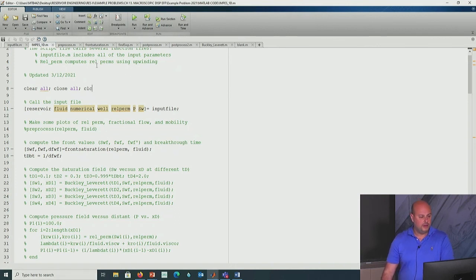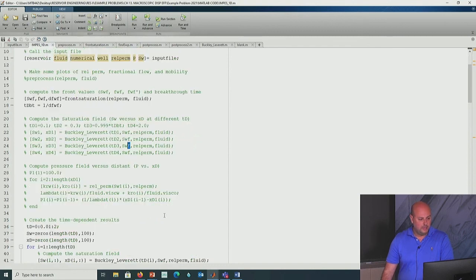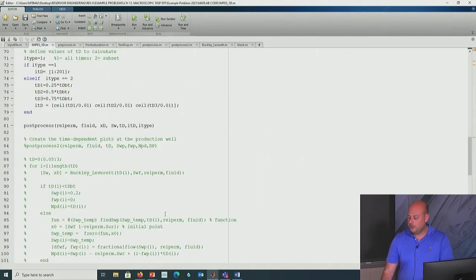And so if I go and run this code, what I did is I'm going to make the plots at different times, and I'm going to create that water saturation front. The way I did it, it's going to be animated, so it'll move through time. So I'm going to run this. Hopefully it works out okay.